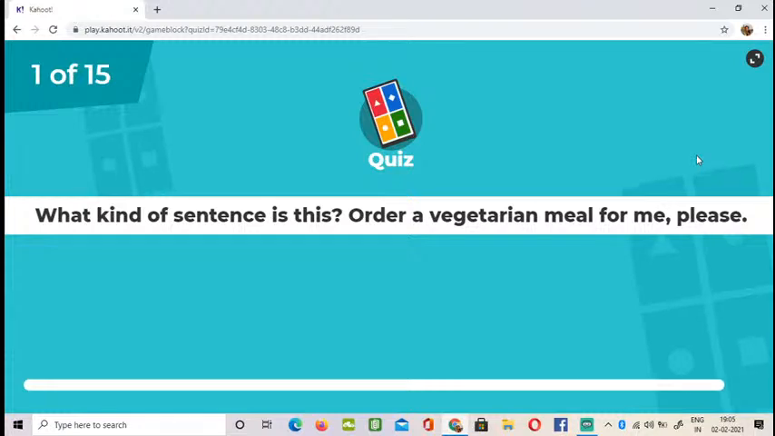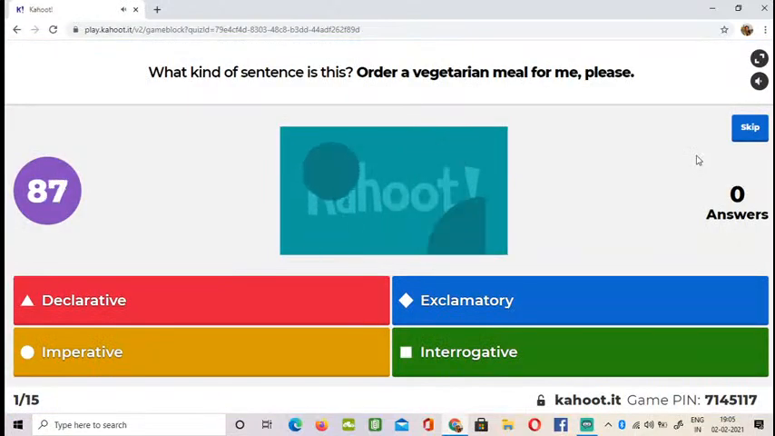First one: you have to choose what kind of sentence it is. You have four kinds of sentences: declarative, exclamatory, imperative, and interrogative. You have to find out what kind of sentence it is. The sentence is: order a vegetarian meal for me, please. Is it a declarative, exclamatory, imperative, or interrogative sentence?